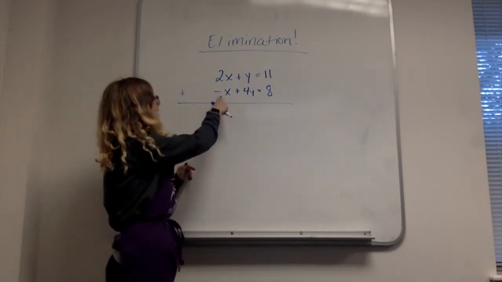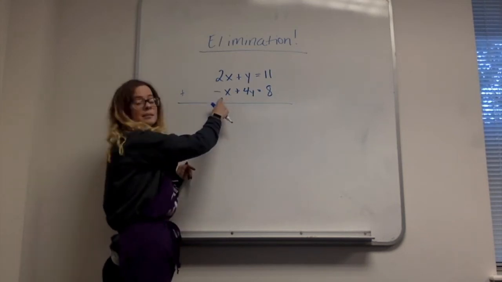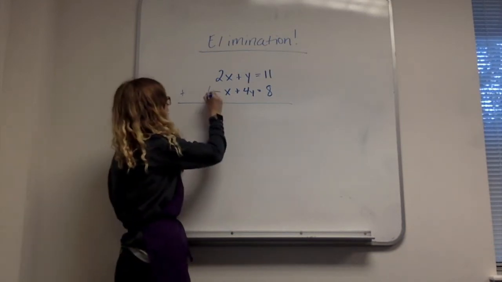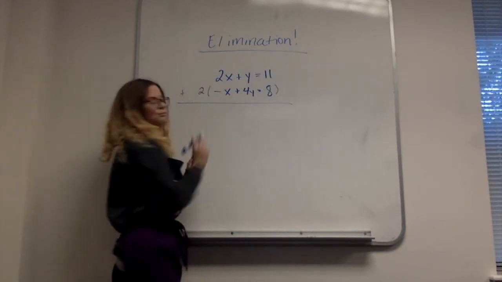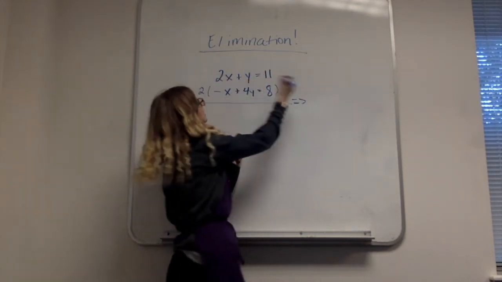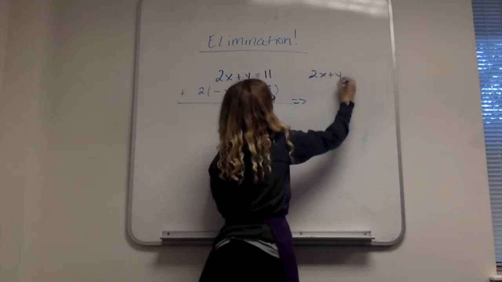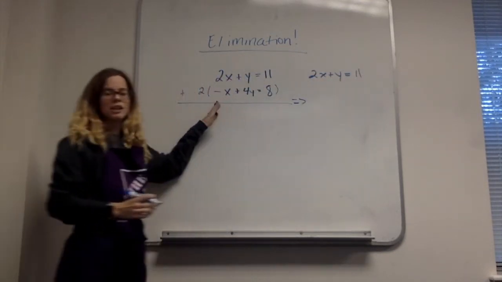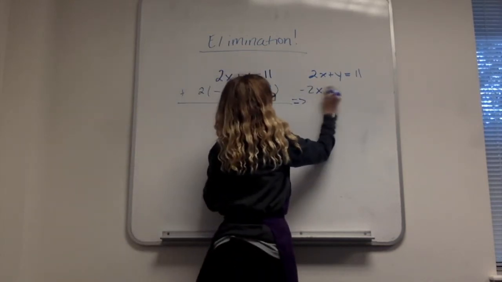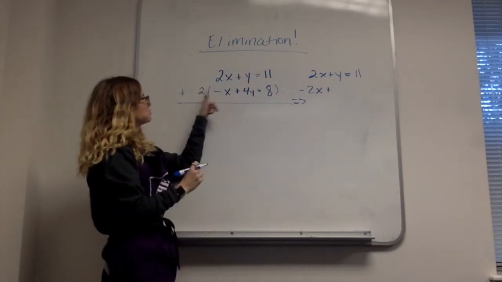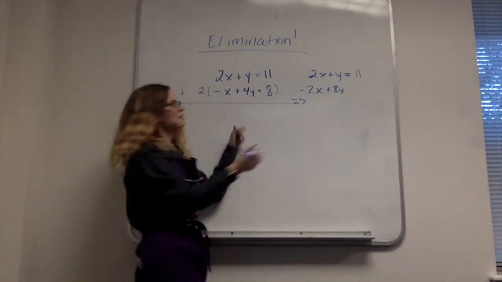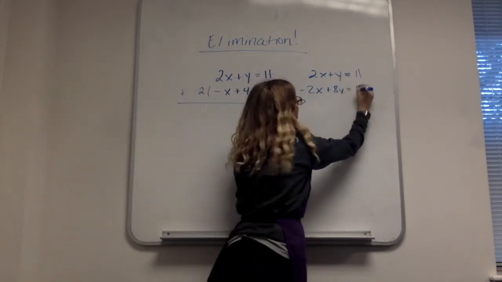And so if this is negative x and this is 2x, I want this to be a negative 2x. So in order for me to get that to be a negative 2x, I would multiply this whole thing by a 2. And so when I do that, my top equation is still the same. So I have 2x plus y equals 11. But my bottom equation has changed. Now it's 2 times negative x, which is negative 2x, plus 2 times 4y, which is 8y, and then 2 times 8, which is positive 16.